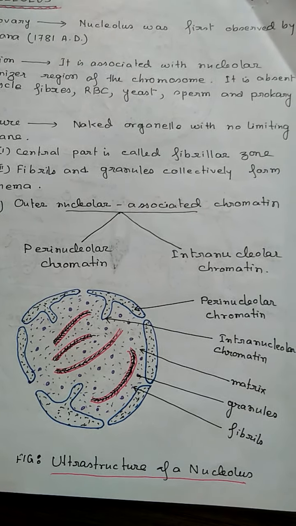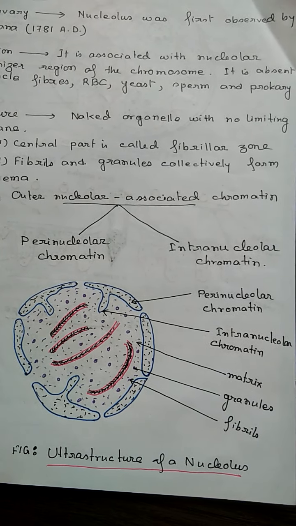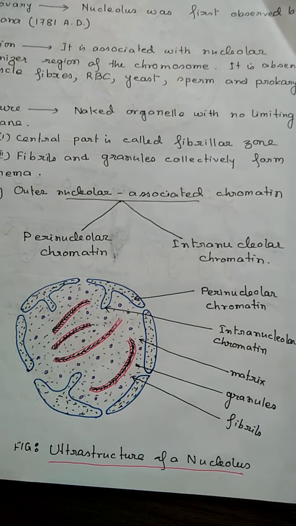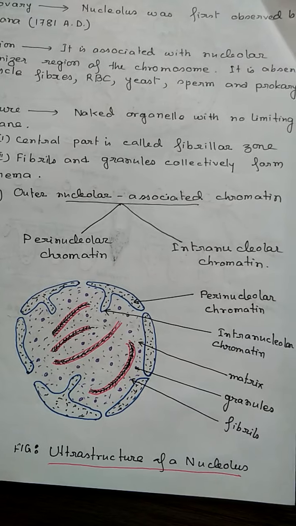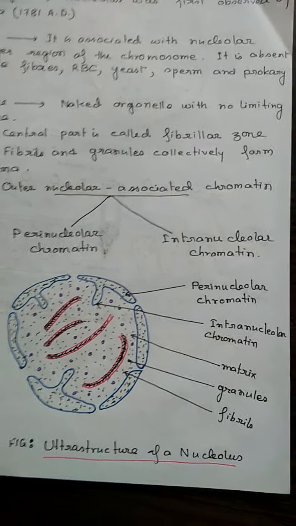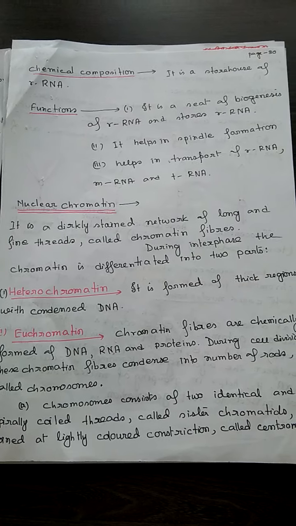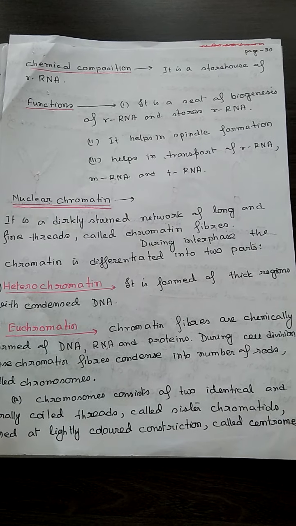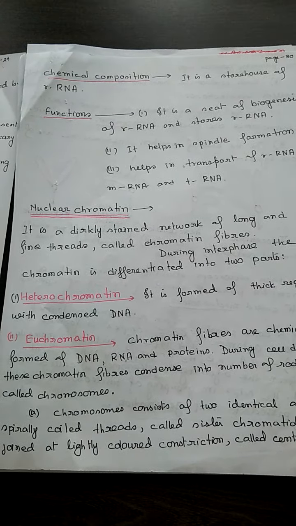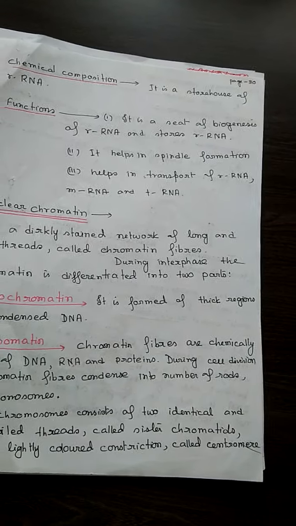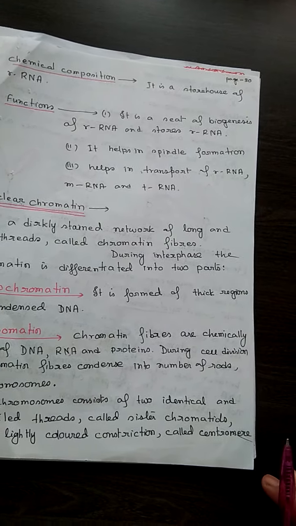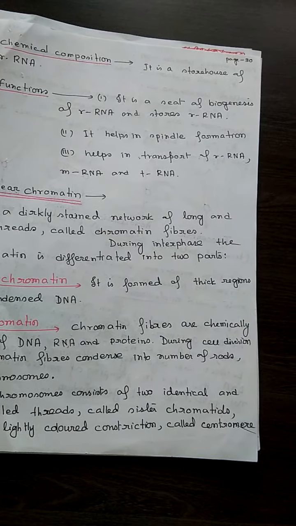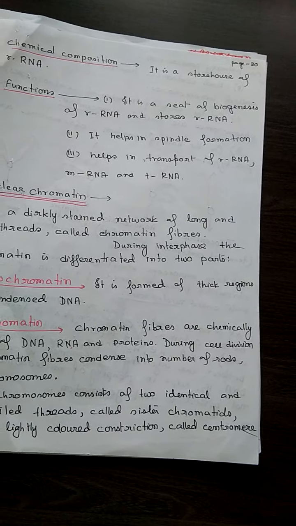Okay, the next one is nuclear chromatin. It is a darkly stained network of long and fine threads called chromatin fibers. There are two types of chromatin, one is heterochromatin, another one is euchromatin. Heterochromatin is formed of thick regions with condensed DNA, and euchromatin fibers are chemically formed of DNA, RNA and protein. During cell division, these chromatin fibers condense into a number of rods called chromosomes.